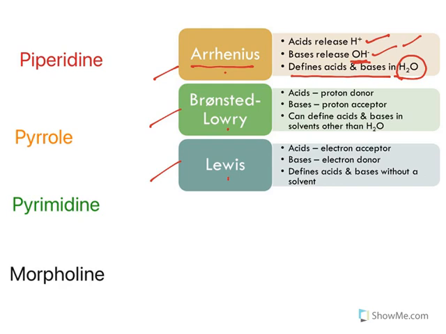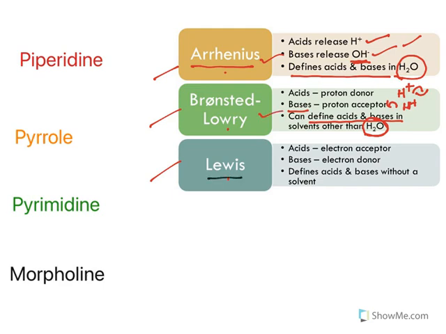In case of Bronsted and Lowry theory, it is related to only H plus. If something is releasing H plus, it is an acid. If something is accepting H plus, it becomes a base. Now see, this can define acids and bases in solvents other than water. This is the reason why we have different theories. If you have a solvent as water, you can use Arrhenius theory. Other than water, you can use Bronsted-Lowry theory.